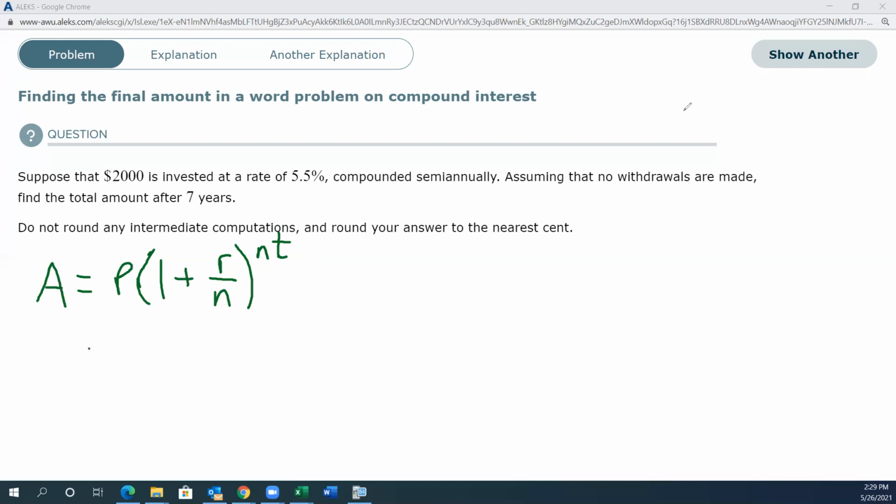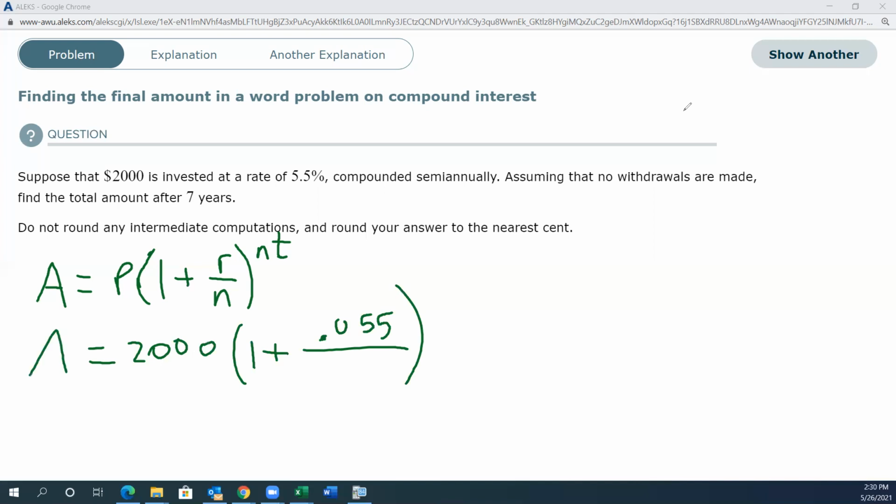Now, in this case, we start off with $2,000 at 5.5% interest, so 0.055. And they ask, what's the total amount after 7 years? Well, what's our N going to be? Interest is compounded semi-annually, every half a year. That means every 6 months, twice a year. And so that would be the setup.